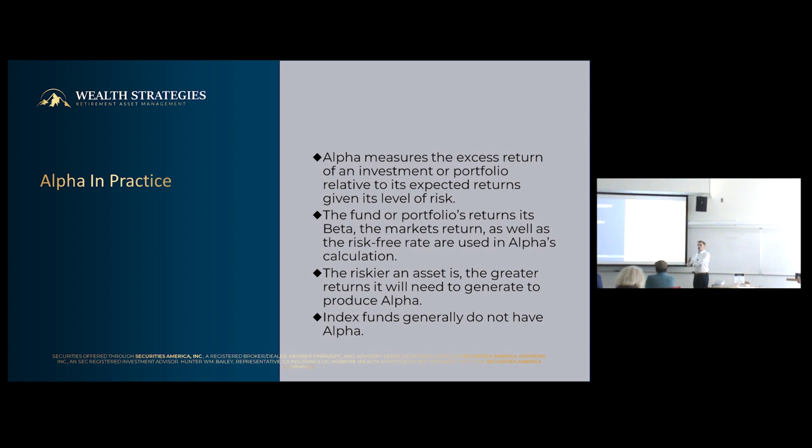Index funds generally don't have alpha. Generally, it's a safe return just in case there's one out there that does, but they don't have alpha because they're measuring against the index. That's what they're basing the risk on. So if my risk is the same as the index I'm looking at, why would I expect to see alpha?